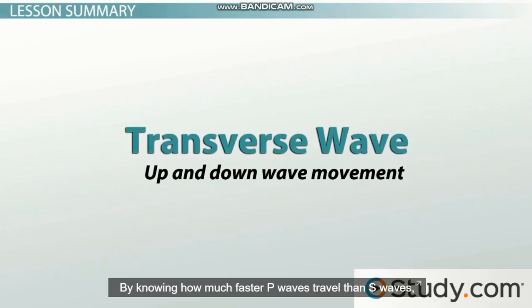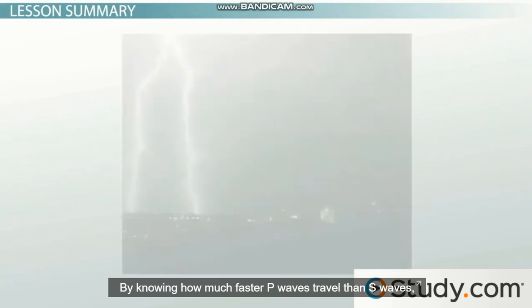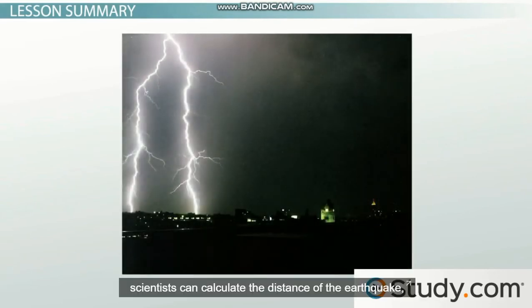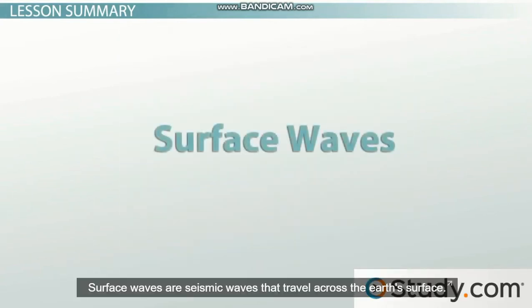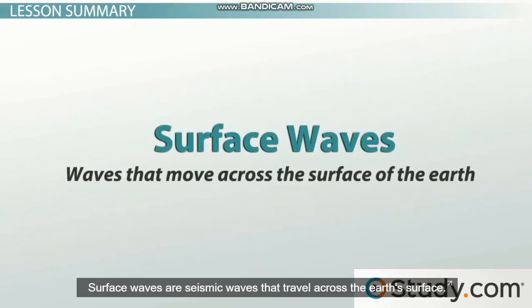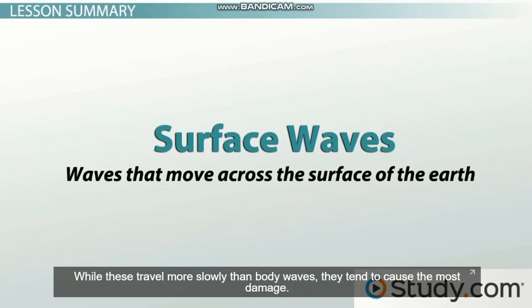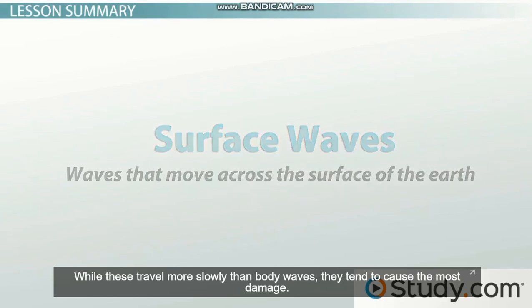By knowing how much faster P waves travel than S waves, scientists can calculate the distance of the earthquake, much like calculating how far a lightning strike is by measuring the time until the thunderclap. Surface waves are seismic waves that travel across the Earth's surface. While these travel more slowly than body waves, they tend to cause the most damage.